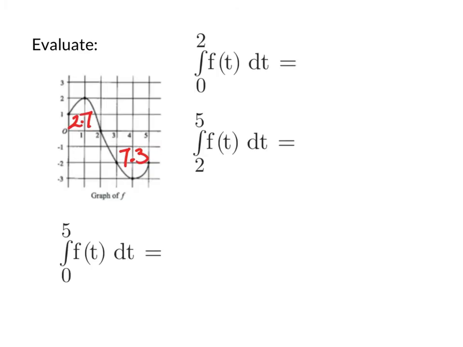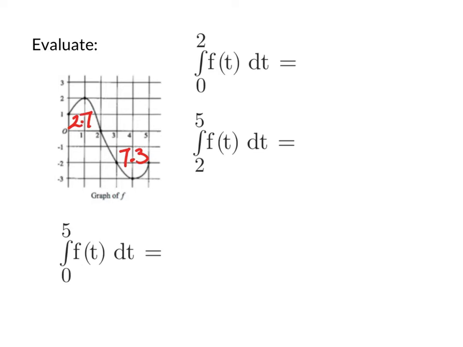All right, I want to show you something called the accumulation function. Before we get started, I want to remind you of a couple things about the definite integral. We know that the definite integral is the area bound by the function and the x-axis. If we're going to evaluate the definite integral from 0 to 2 of f of t dt, that's going to be the area bound by f of t and the t-axis.